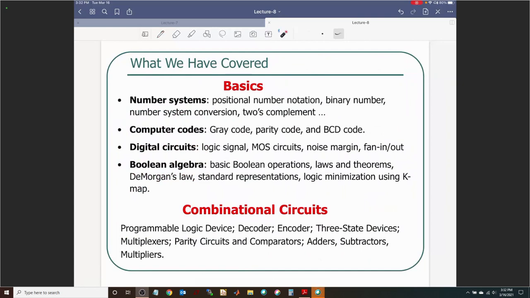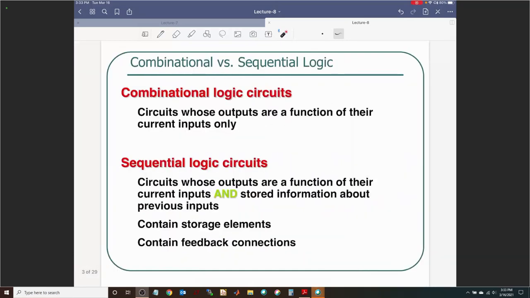What have we covered so far? We did number systems, we did some computer codes, we did CMOS circuits, then we looked at Boolean algebra. We were not really happy with how Boolean algebra was not very systematic, so we also looked at K-maps, which gave us a very systematic approach to logic simplification or logic minimization. And then we looked into PLAs, decoders, encoders, tri-state devices, multiplexers, and then some videos regarding comparators and adders. We are going to see a category called sequential circuits next.